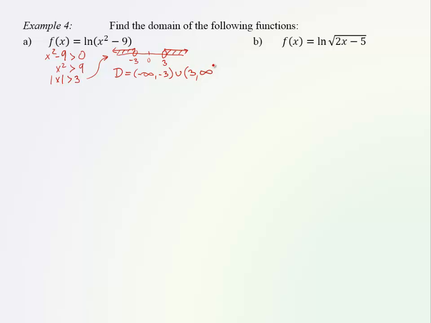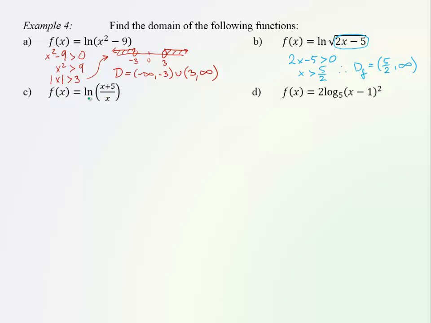Second question, how to find the domain of ln of a root of something? Again, we want to have input strictly positive. Therefore, my radicand must be strictly positive. So 2x minus 5 must be positive. That's easy to solve. This means x is bigger than 5/2. Therefore, the domain of f equals from 5/2 up to infinity.